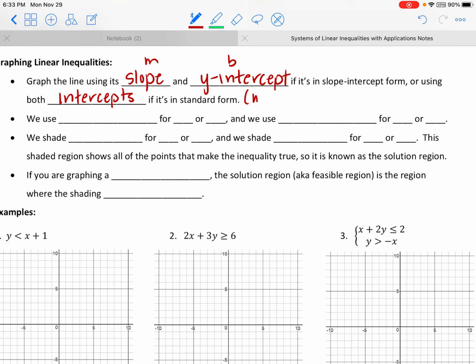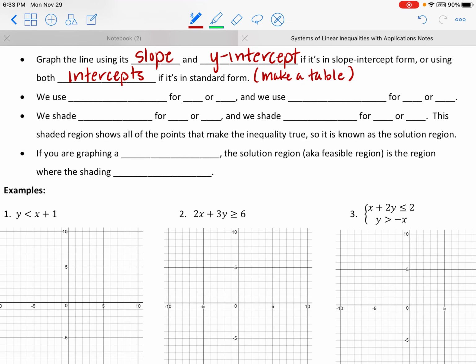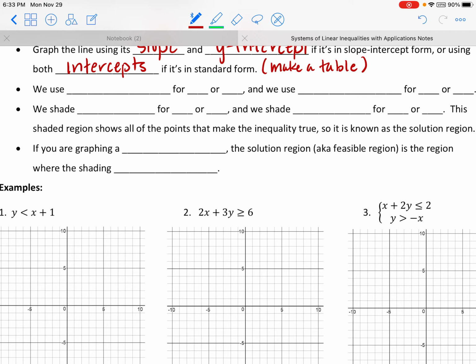But you can also make a table. And remember, if you're graphing a line, 2 points will be enough for you to make that table. But hopefully we have enough information by looking at these inequalities to make our graph. So the thing we've got to be careful with is whether or not we're going to use a solid line or a dotted line, a dashed line.